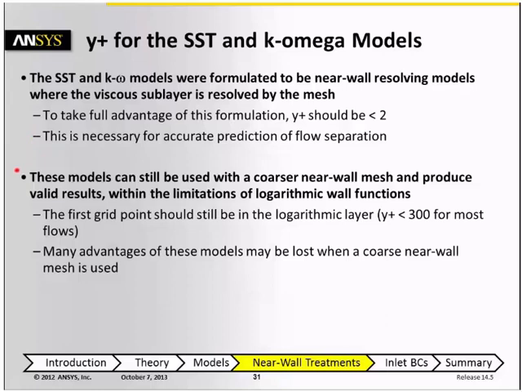Now both of these models can be used with a coarser near wall mesh, and you can still get valid results within the limitations of logarithmic wall functions. If you choose this approach, the first grid point needs to be in the logarithmic layer. In most cases that means that Y+ should be less than about 300, but remember if the system Reynolds number is very high, then higher values for Y+ are acceptable because the log layer can extend to much higher values outwards than 300. It's important also to remember if you're doing this, although your results may be valid within the limitations of wall functions, many advantages of the SST K-omega and standard K-omega models can be lost if the near wall mesh is coarse.